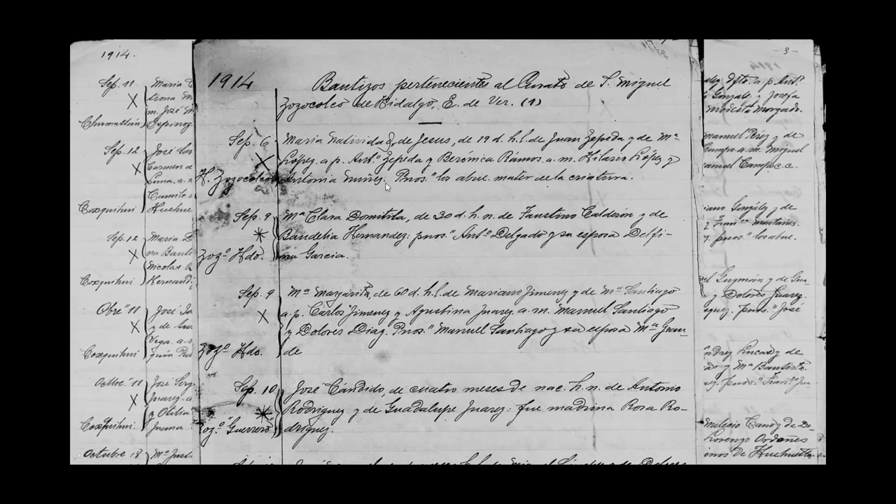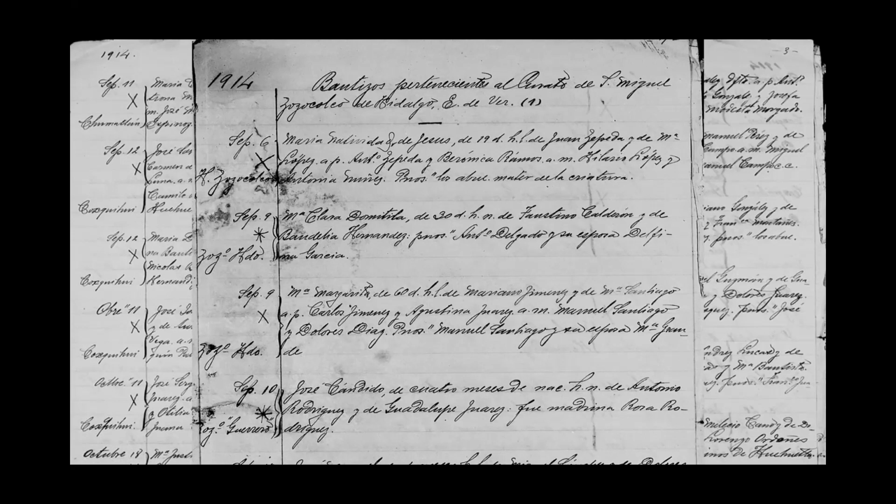So Nunez. And then we have an abbreviation here. This is padrinos or godparents, los abuelos maternos de la criatura, or the maternal grandparents of the child. So this is a pretty simple document. It gives you a lot of good genealogical information. And if you go through it, it's pretty standard.